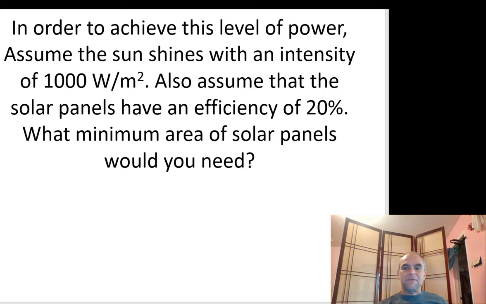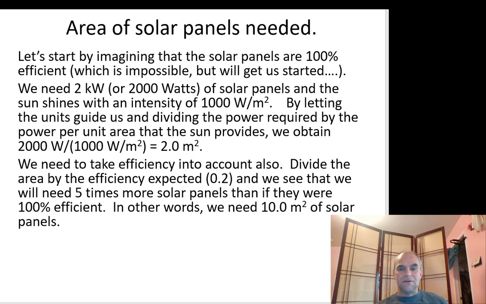Here's where we use something that you've already seen a little bit of. Here's where we use the fact that the sun has an intensity of about 1,000 watts per square meter. So that means that the solar panels have an efficiency of only 20%, which means they really only collect 200 watts per square meter if the sun is shining at 1,000 watts per square meter. So given that, we now have enough information to determine the minimum area of solar panels that we need, and we can use the units to help guide us here.